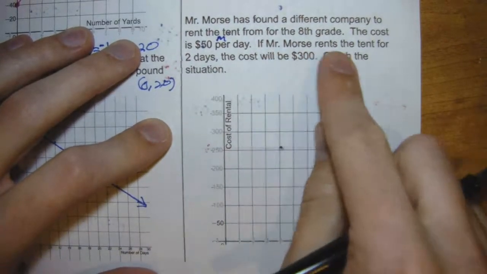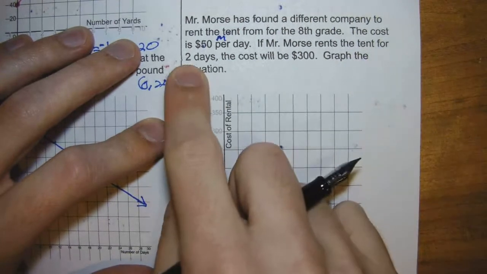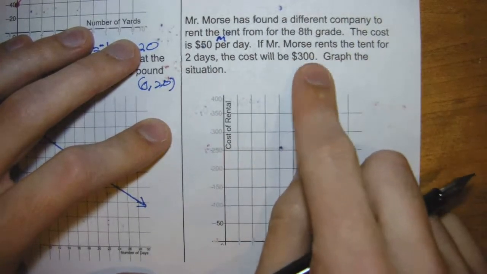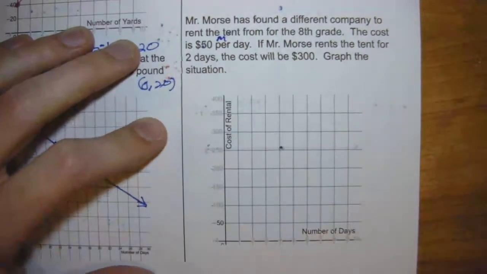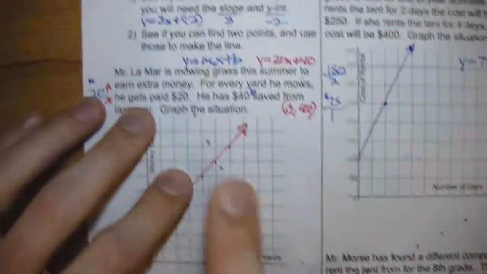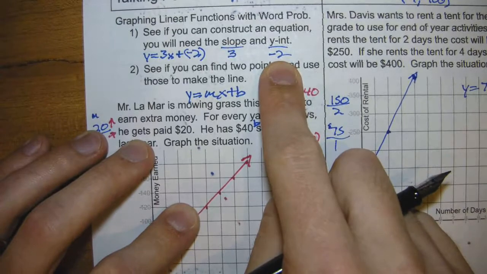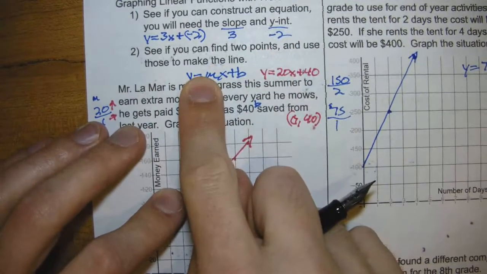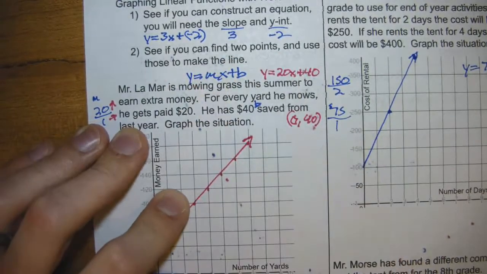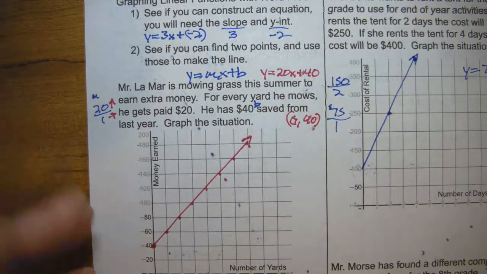And then it says if Mr. Morris rents the tent for 2 days, the cost is $300. And it asks for us to graph the situation. Well, notice we found a slope, cool, but we don't have a y-intercept. All right. Our other option we said is to find 2 points and use that to make the line. We're kind of at a weird spot.